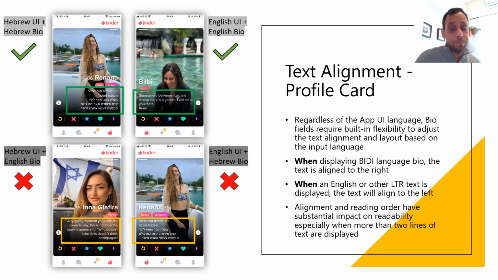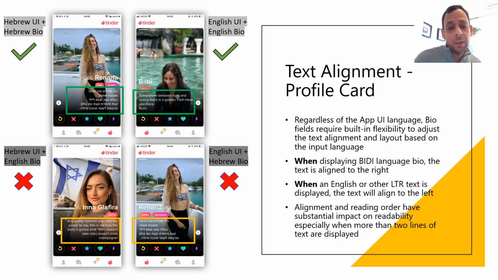When it comes to the Tinder bio card, for example, you want to make sure to have the ability to automatically align the user's bio text based on the language and not based on the UI. And what we have here are four examples of how this is currently implemented in iOS. So the top two examples are really simple. You have the Tinder English UI with English text on the bio card. That's the top right example. And then if you look at the top left example, you have the Hebrew UI with a Hebrew bio card.